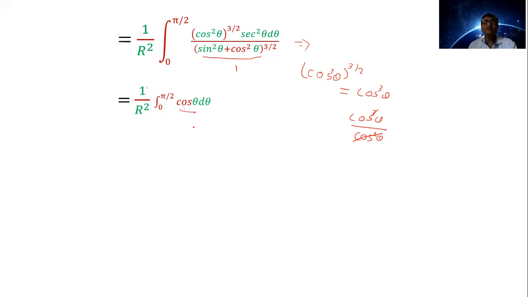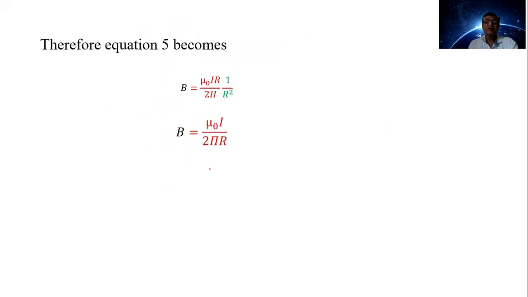We know the integral of cos theta d theta is sin theta, and hence we write sin theta between limits 0 to pi by 2. Here sin pi by 2 is 1 and sin 0 is 0, and that's why finally we get 1 upon r square. The integral value becomes 1 upon r square. Put this value in equation number 5. In our equation 5, we have B is equal to mu 0 I r upon 2 pi into 1 upon r square.